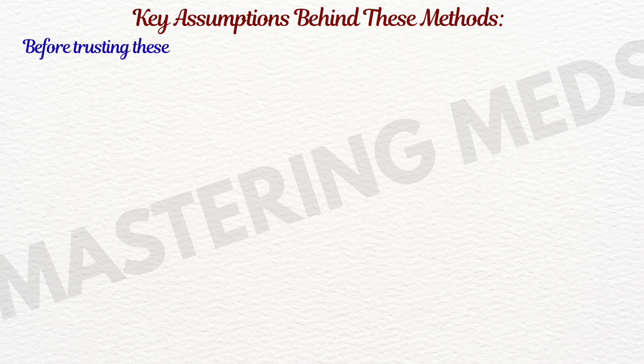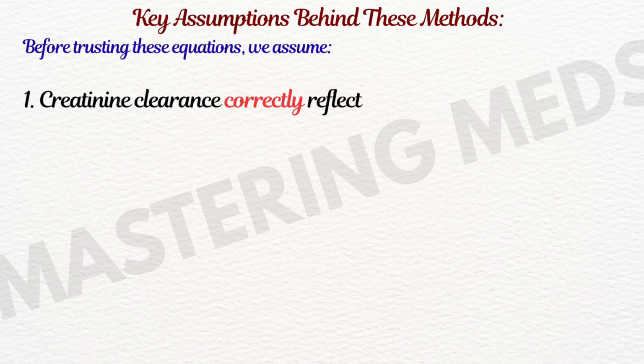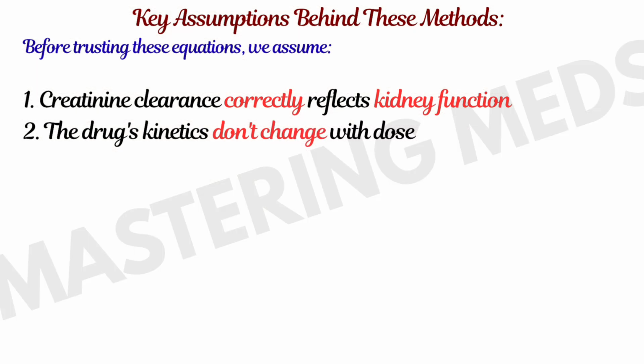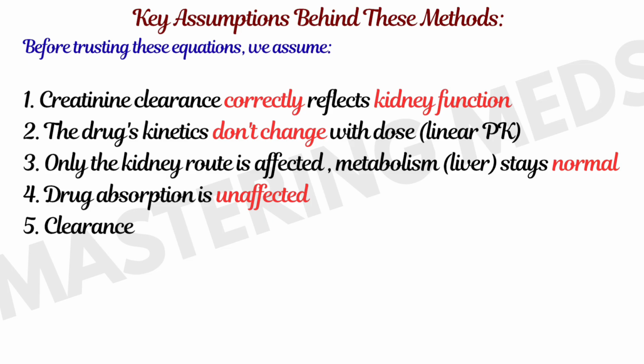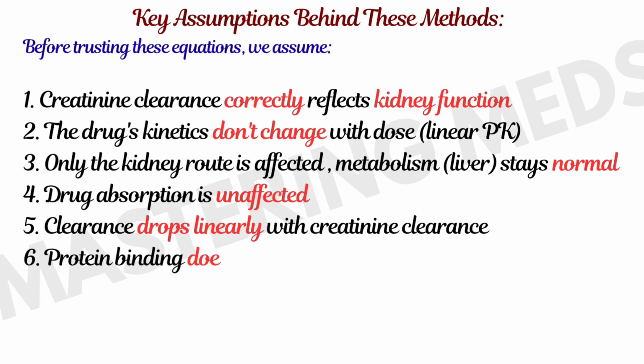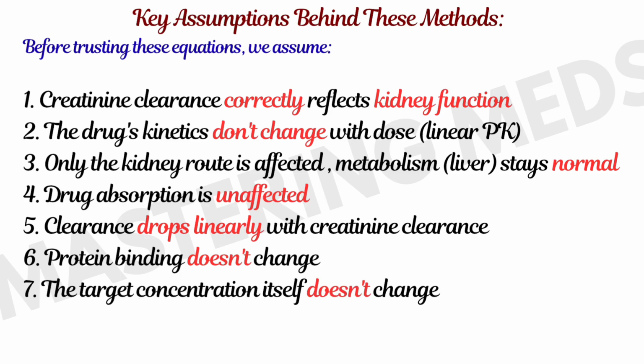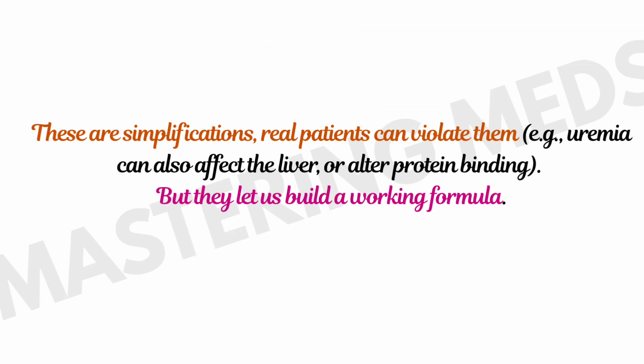Before trusting these equations, we assume: 1. Creatinine clearance correctly reflects kidney function. 2. The drug's kinetics don't change with dose. 3. Only the kidney route is affected. Metabolism stays normal. 4. Drug absorption is unaffected. 5. Clearance drops linearly with creatinine clearance. 6. Protein binding doesn't change. 7. The target concentration itself doesn't change. Let's move towards the approaches.